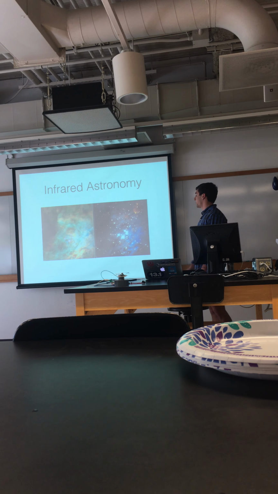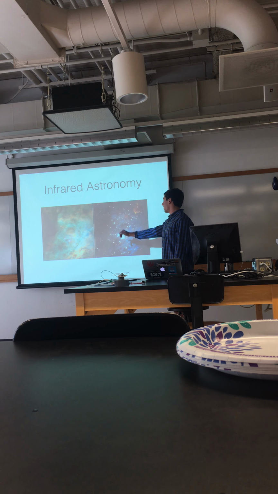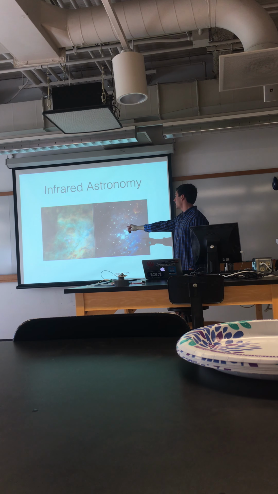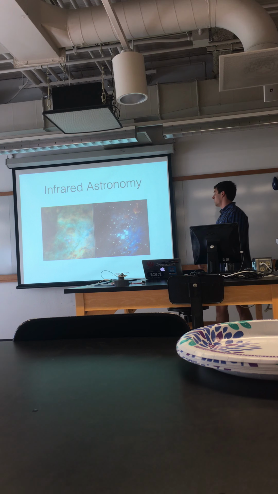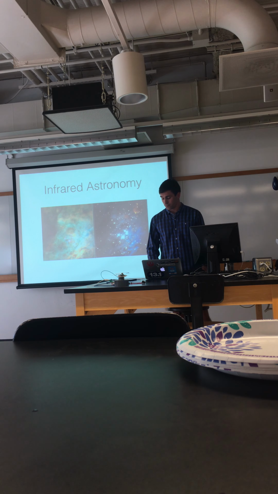So as you can see from this picture, this is the Orion Nebula. The left is a visible light image, and the right is an infrared light image. So you can see a lot more stars, just a lot more in general in the infrared picture.